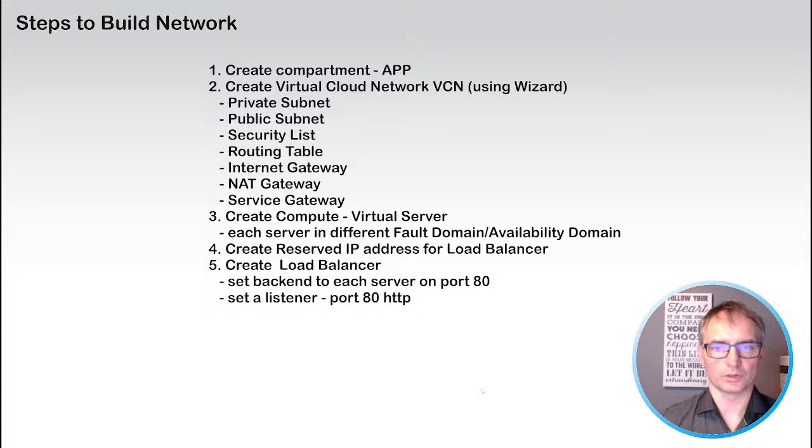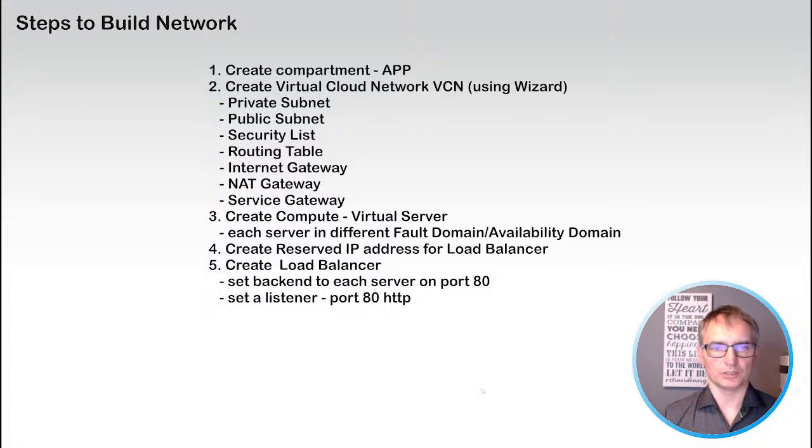Then we'll create a virtual cloud network using the wizard. It is the simple way to build the network. Using the wizard, it will create the private subnet, public subnet, security list, routing table, internet gateway, NAT gateway, and service gateway. Okay, what is this?